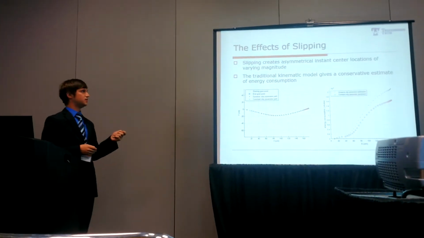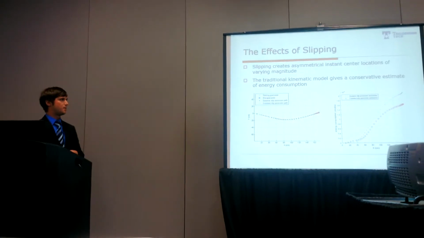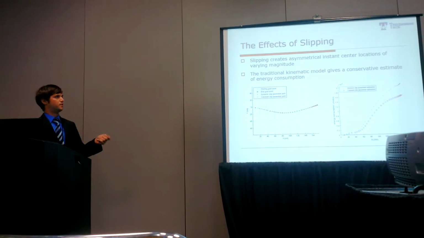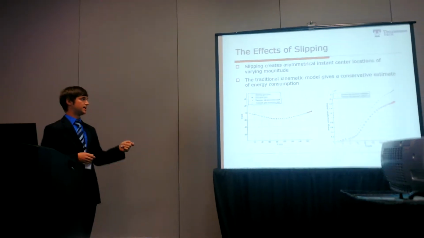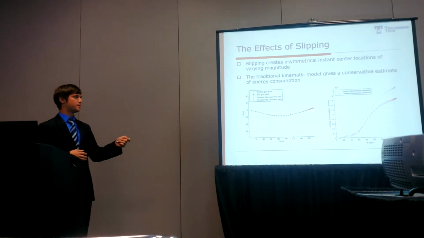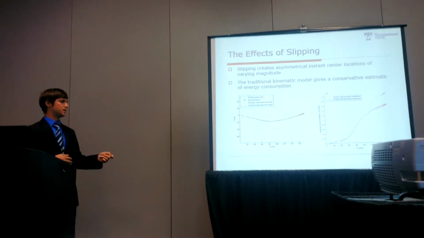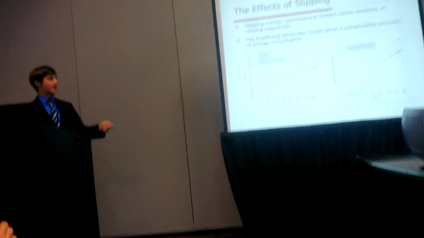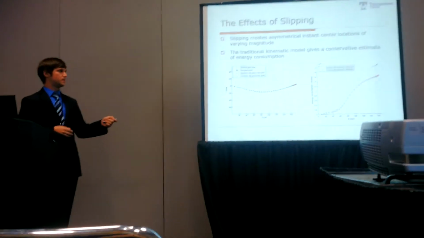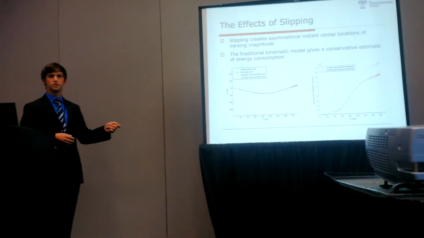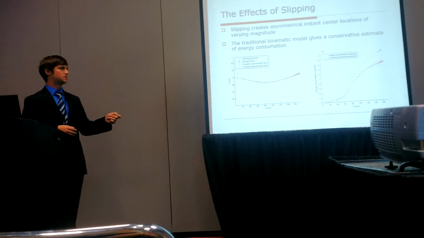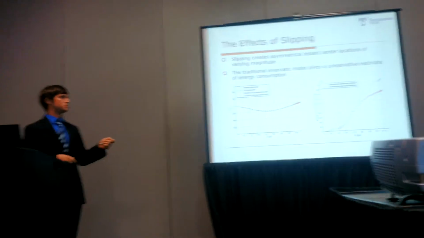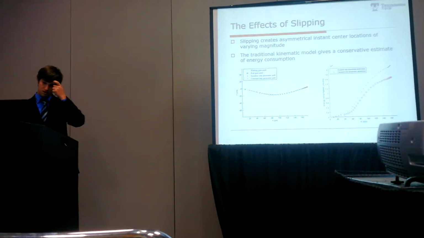So here's a look at the effect of this slipping with regards to power. We know that this slipping creates asymmetrical instant center locations with varying magnitudes. So here we command a simulated robot in a simple curved path on a vertical surface, and this is shown in the XY global frame. On the right here, we have energy consumption with respect to the X displacement. Here we are comparing the kinematic assumption of slip kinematic parameters, and this is our dynamic slip kinematic parameters. So we see that the kinematic assumption gives us a conservative estimate of energy consumption.